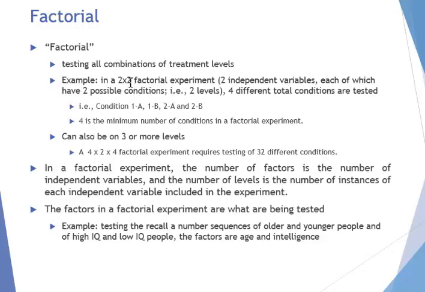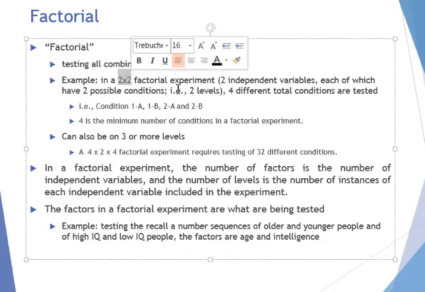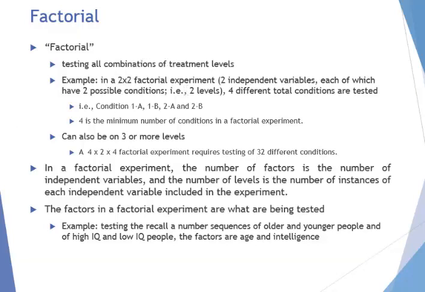In a simple factorial experiment, let's say a 2 by 2 factorial experiment, where you have 2 possible independent variables, each of which have 2 possible conditions. Did you take the medicine or did you not take the medicine? Did the headache get cured or did the headache not get cured?